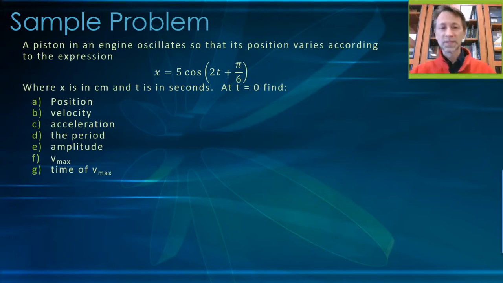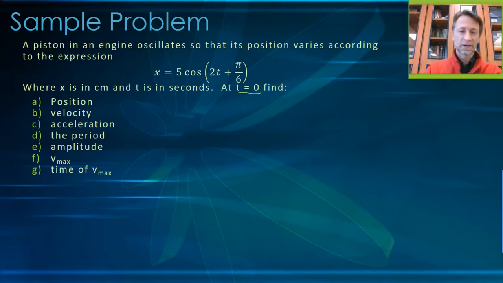Lastly, let's talk through a sample problem. A piston in an engine oscillates so that its position varies according to the expression x equals 5 cosine of 2t plus pi over 6, where x is in centimeters and t is in seconds. Then we want to, at time 0, find what the position is, the velocity, the acceleration.